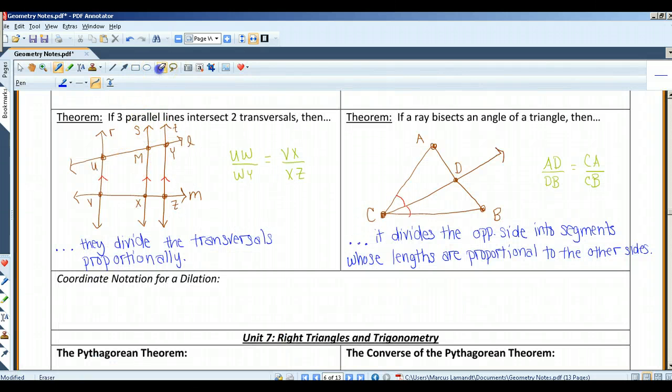Oh, I see what I did here. Hold on. This is supposed to be a W. Sorry about that. Give me a sec.